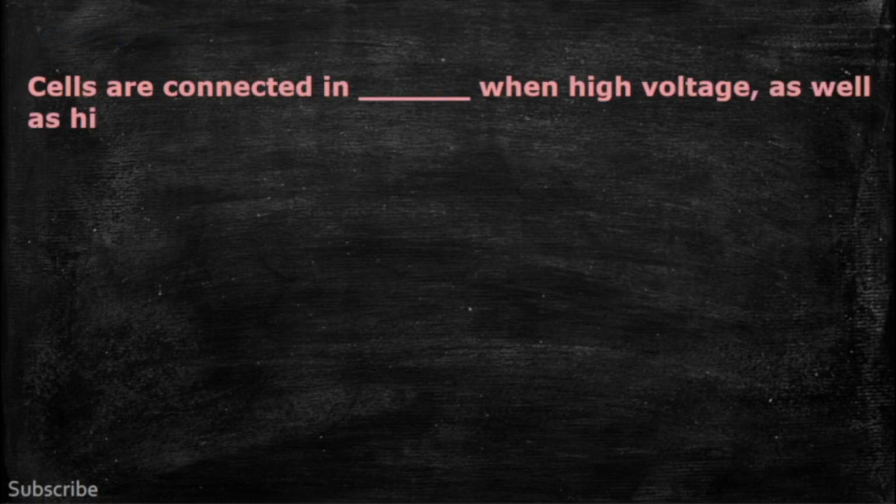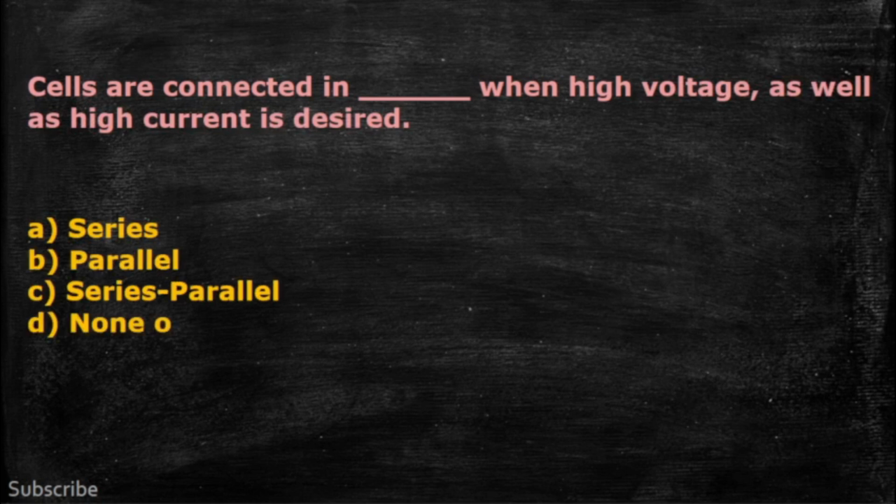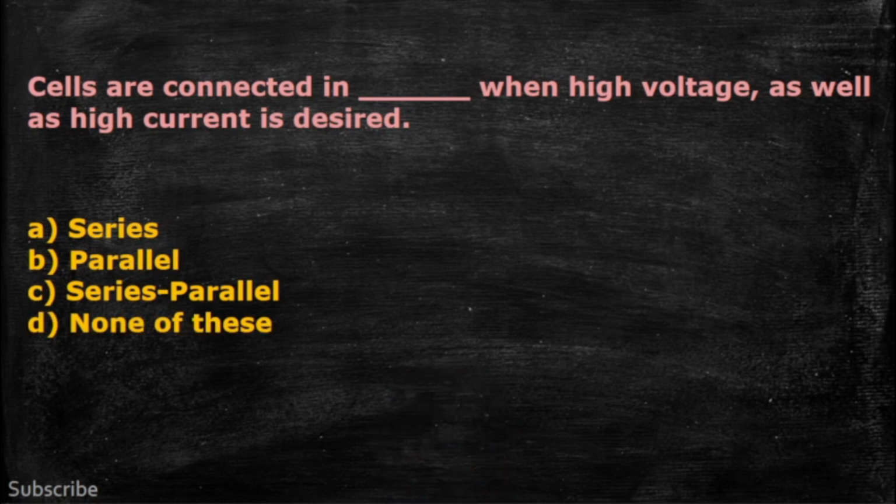Question number 4. Cells are connected in blank when high voltage, as well as high current, is desired. A. Series. B. Parallel. C. Series parallel. D. None of these. The correct answer is letter C. Series parallel.